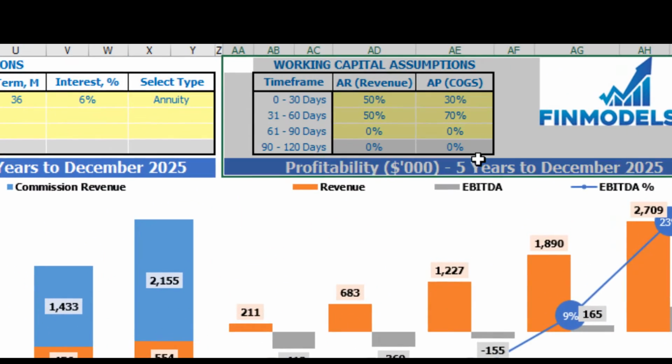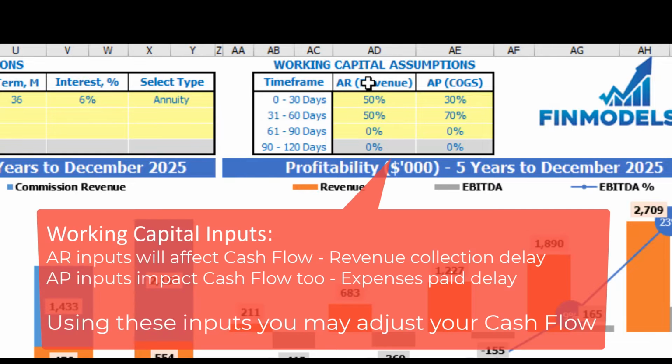Also on the dashboard you may set up your working capital assumptions. There are 2 main sections, which is accounts receivable and accounts payable. Accounts receivable applied to revenue and accounts payable applied to COGS. You have up to 4 time frames to set up, from 0 to 30 days, 31 to 60 days, 61 to 90 days, and 90 to 120 days. So in total for each column this should be 100%.